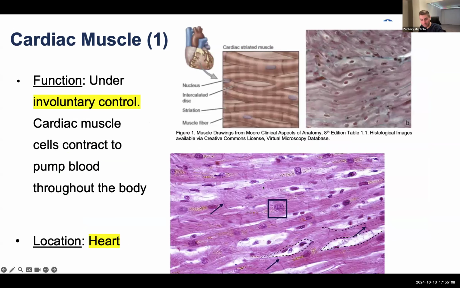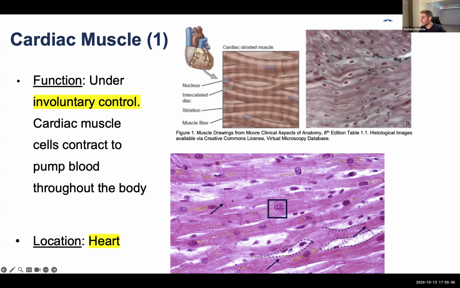So I'm sure you all quickly figured out that cardiac muscle is found in your heart, okay? And if you've ever tried to stop your heartbeat voluntarily, you know that it is not possible because your heart is under involuntary control. So your skeletal muscles, you can choose to move them if you want, but you cannot choose to contract your heart. That happens automatically. So it is under involuntary control. And the heart's function is that it pumps blood all throughout your body to deliver oxygen and nutrients and all that good stuff that your tissues need.